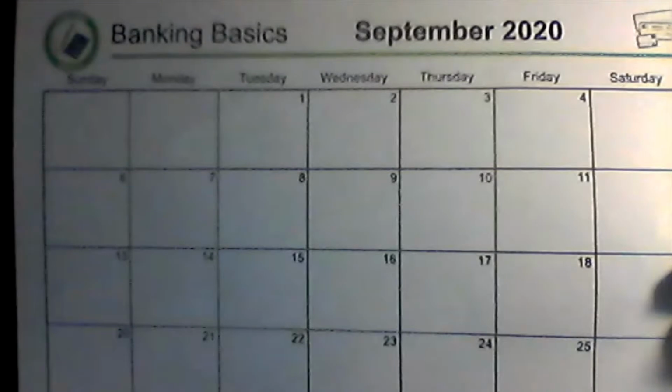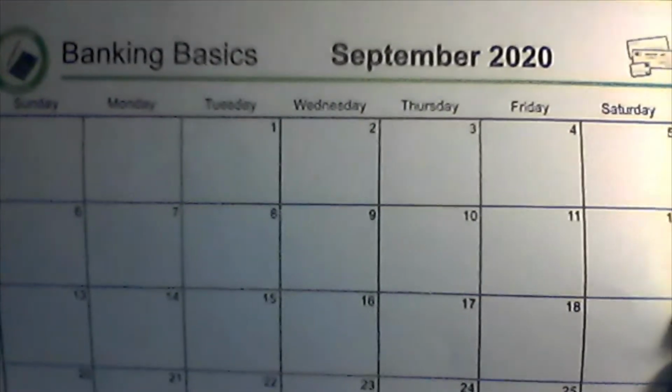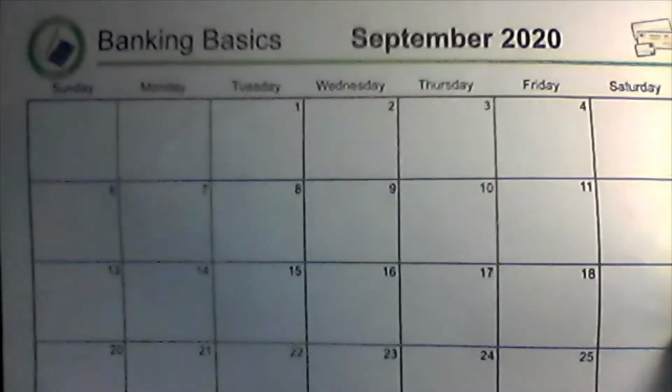Here's a copy of a calendar, September 2020. We're going to be going over the words and the numbers of how to use money in real world situations. Now, when you use money in real world situations these days, for the most part, you use a credit card.